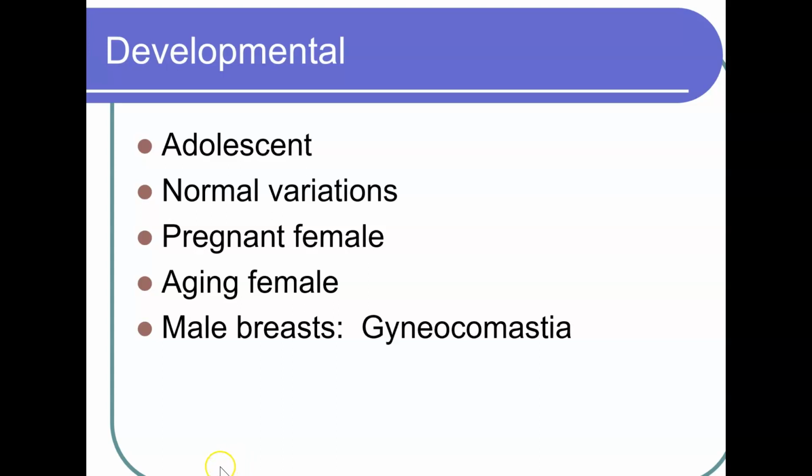Like for instance, occasionally up under the breast area, it may look like a little area that looks like an extra nipple. That area is called a supernumerary nipple, and it doesn't cause any problem.